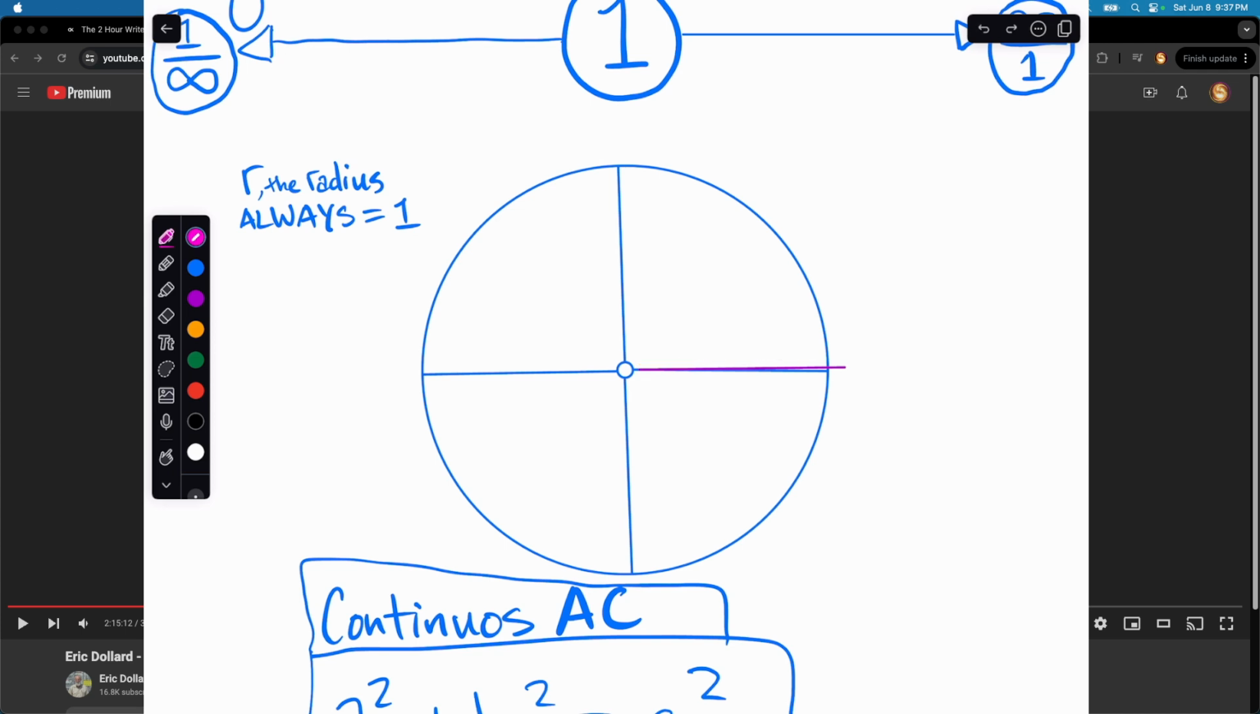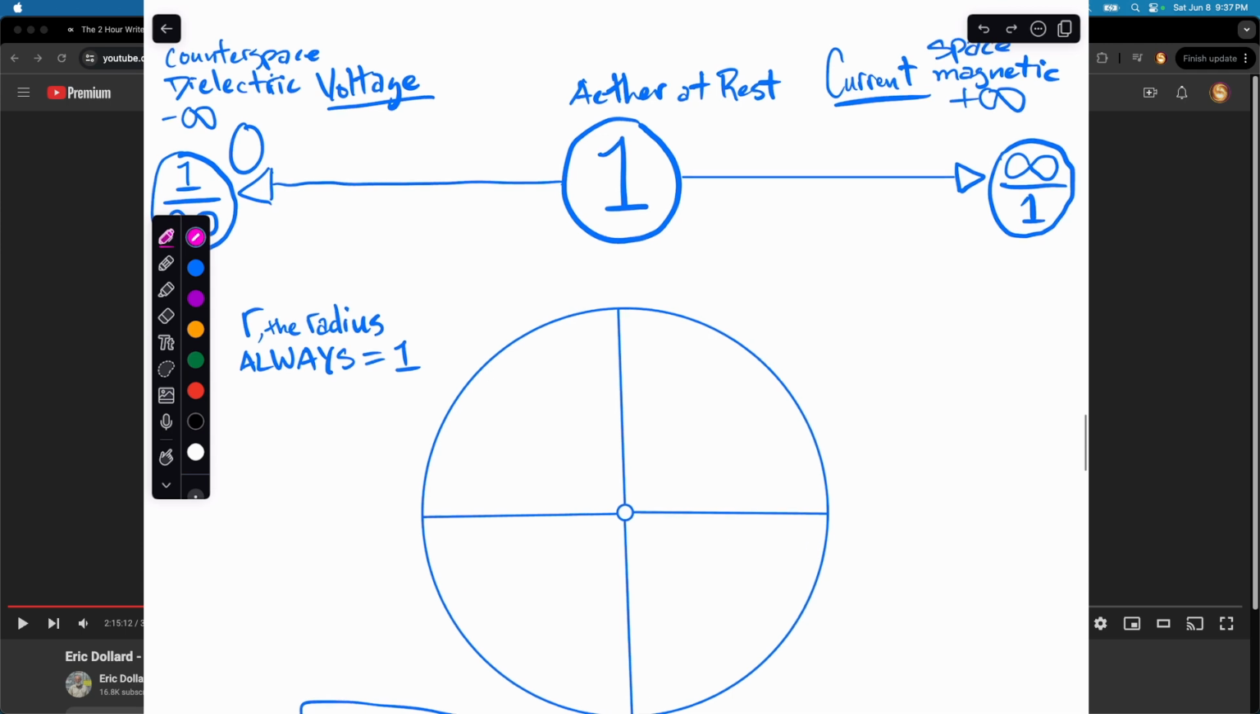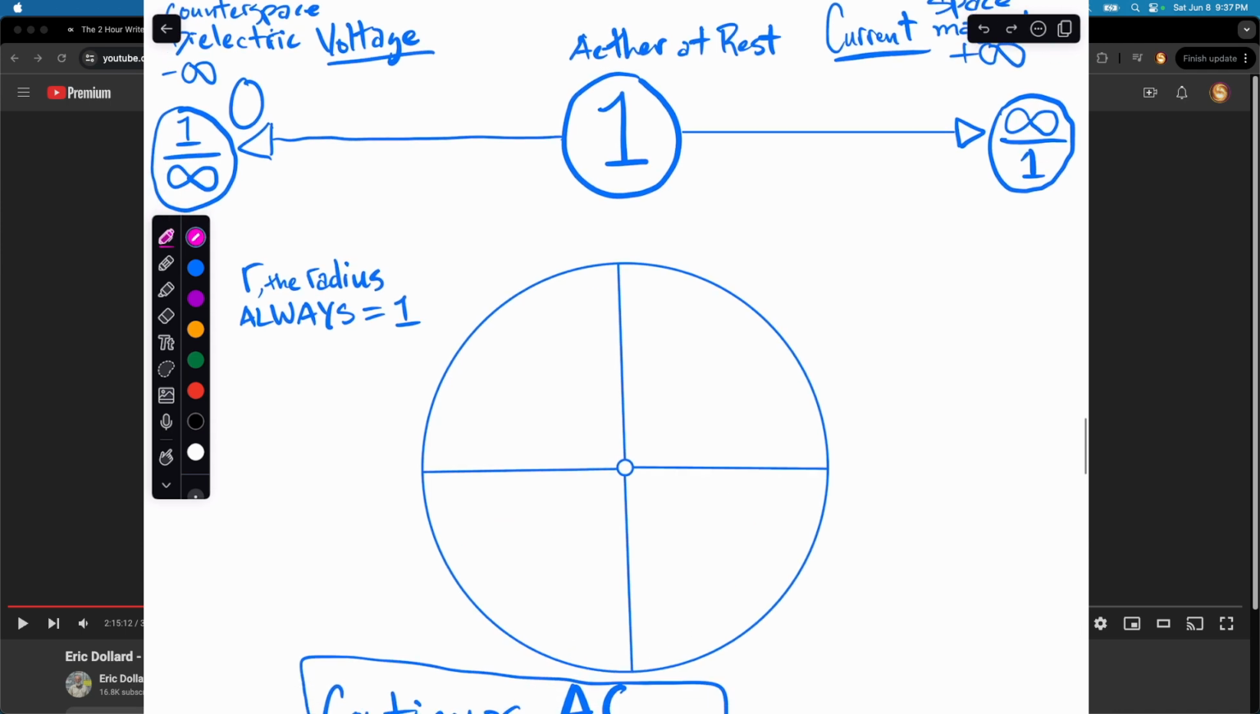So fascinating. It's interesting the way I just said it. It's like saying when one is infinity, the other one is 0. And when the other one's infinity, the other one's 0. It's almost like they're swapping places. That's an interesting way to visualize it.